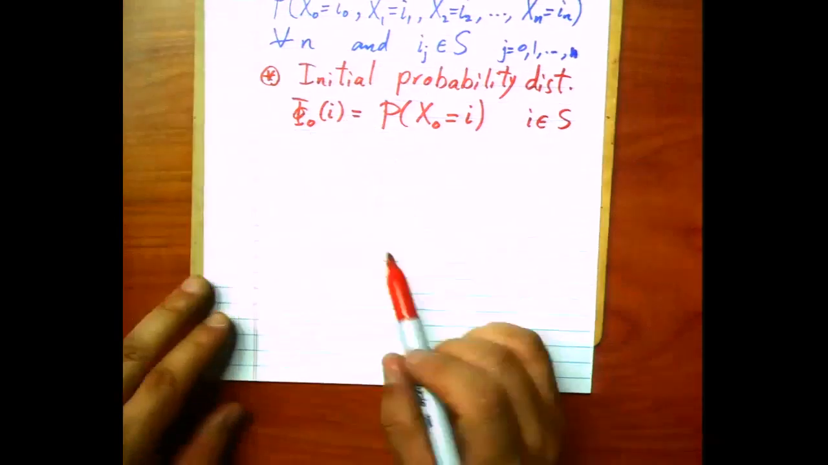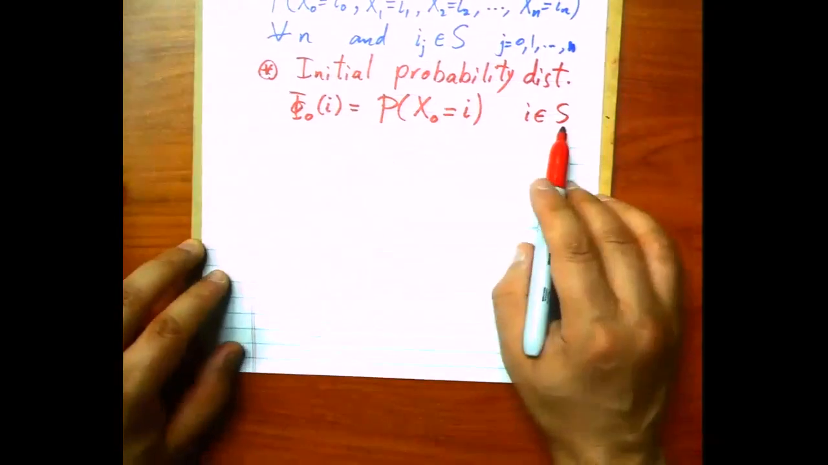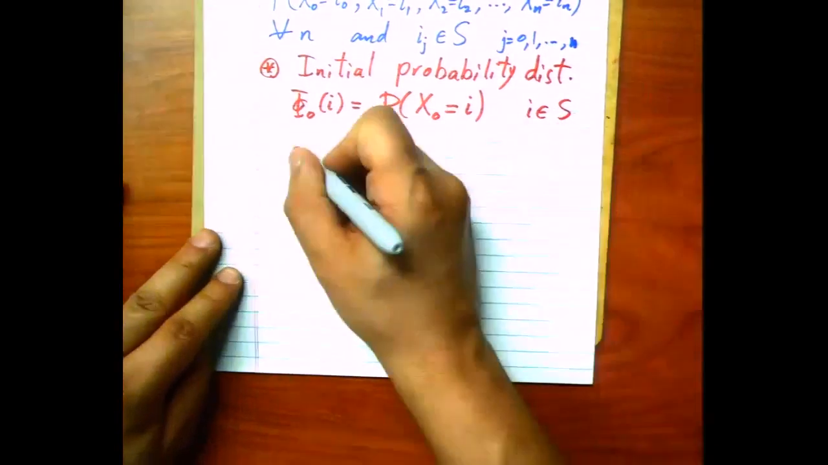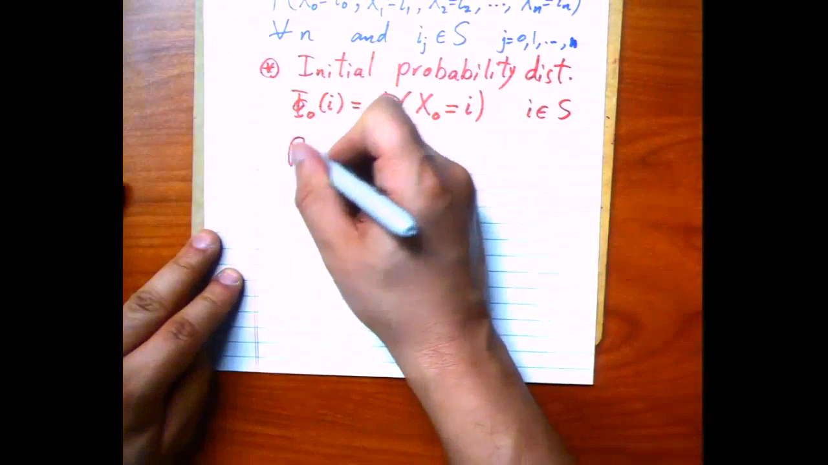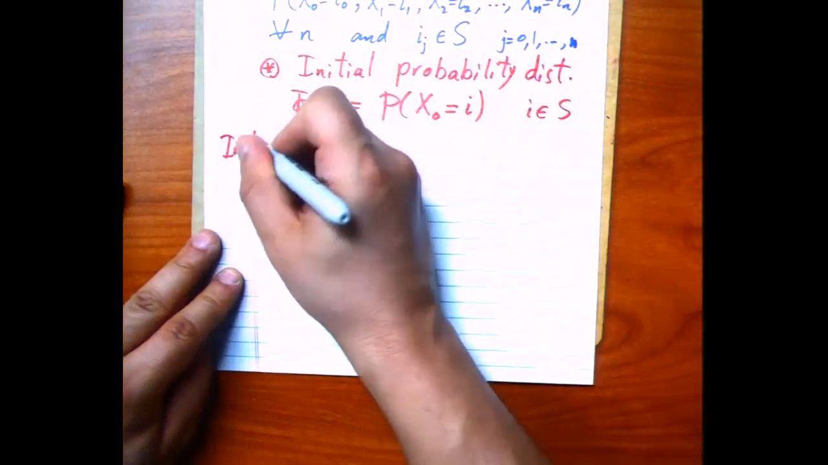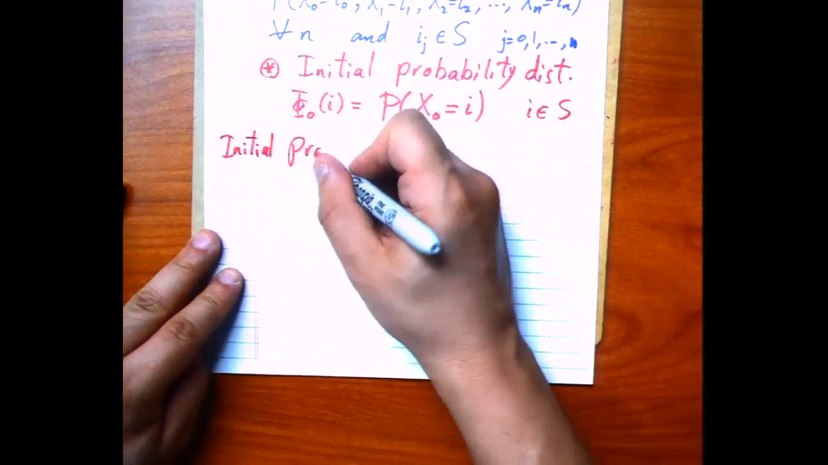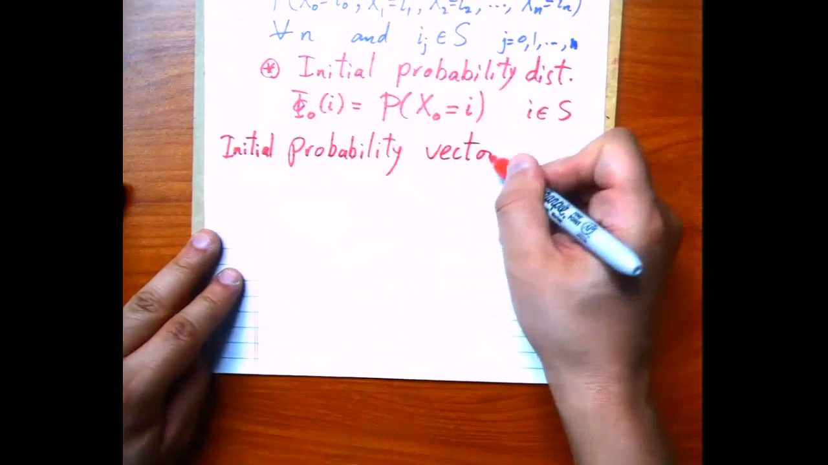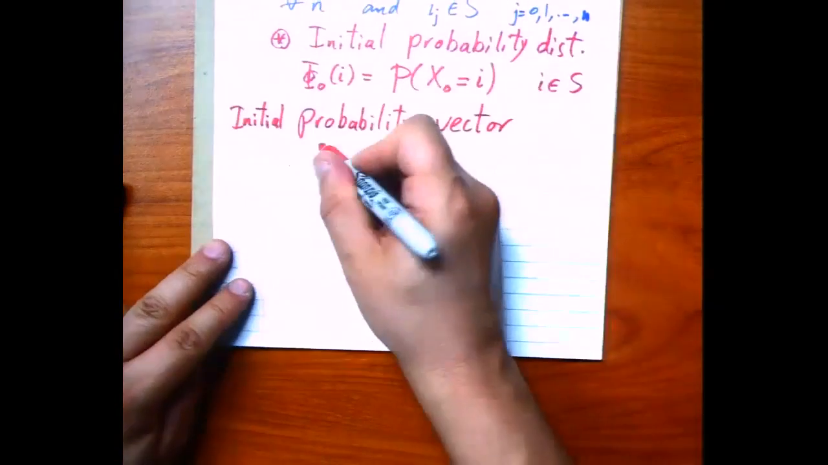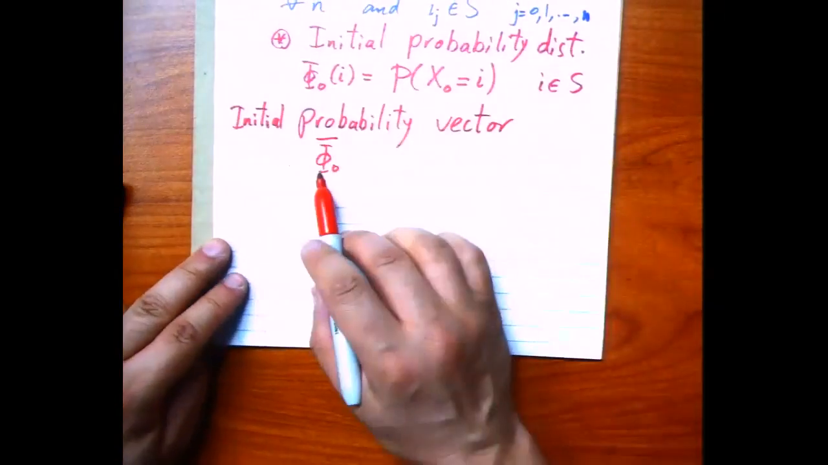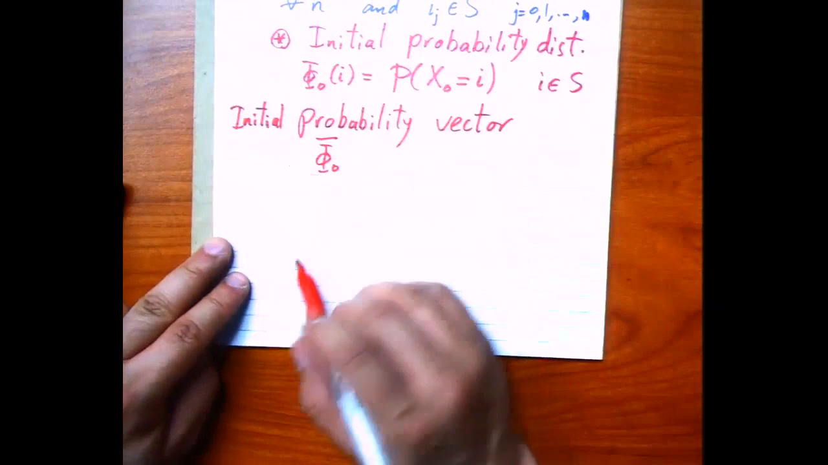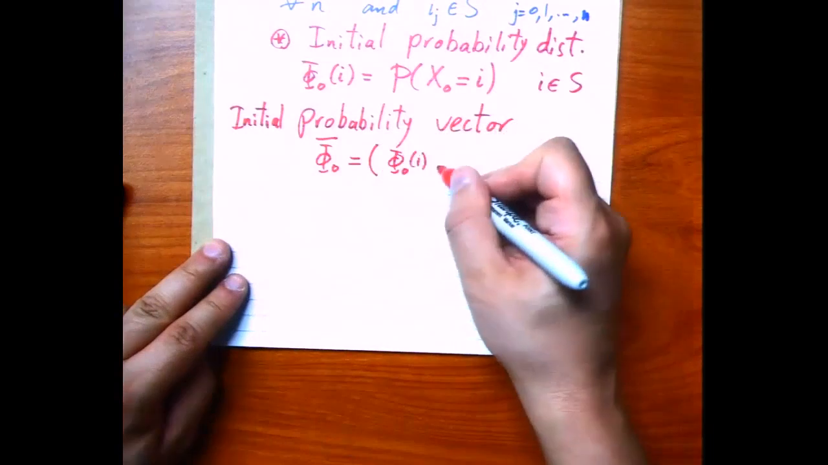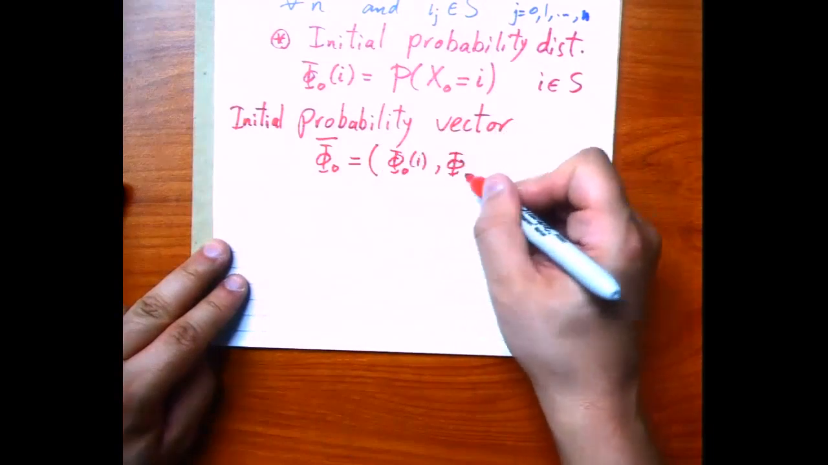Since S is finite, countable, and discrete here, I can write down a probability vector, the initial probability vector, which we're going to use later, given by phi0 bar. This is how I'm going to follow the notation of the textbook. Phi0 bar is given by a vector of phi0 of 1, comma, phi0 of 2, comma, etc.